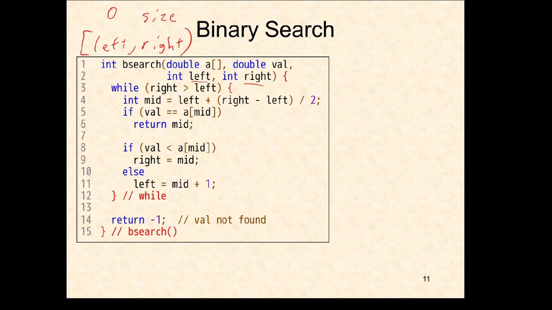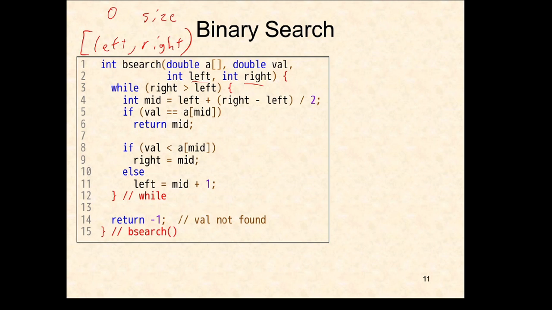Okay, so while right is greater than left, basically line 3 is saying while there are places left to search. So while there are places left to search, we go to calculate the middle index. Now the way we calculated this middle index is a fairly standard way of doing it, because if we tried to add left plus right and then divide by 2, we could have really big integers that actually overflow the range of an integer.